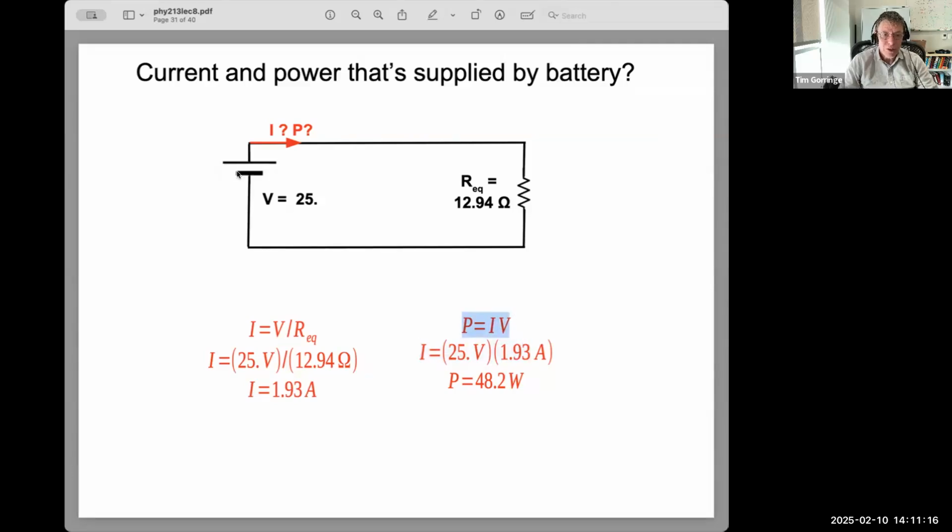If I wanted the power the battery is supplying to the circuit, all I need to do is multiply the voltage across the battery times the current through the battery. We now know both of those. We were told the battery voltage is 25 volts. We figured out the current is 1.93 amps. Multiplying those two together gives 48.2 watts. That's the power, electrical power, that's being supplied to the circuit. Came from chemical power, is going to be dissipated into heat, thermal.